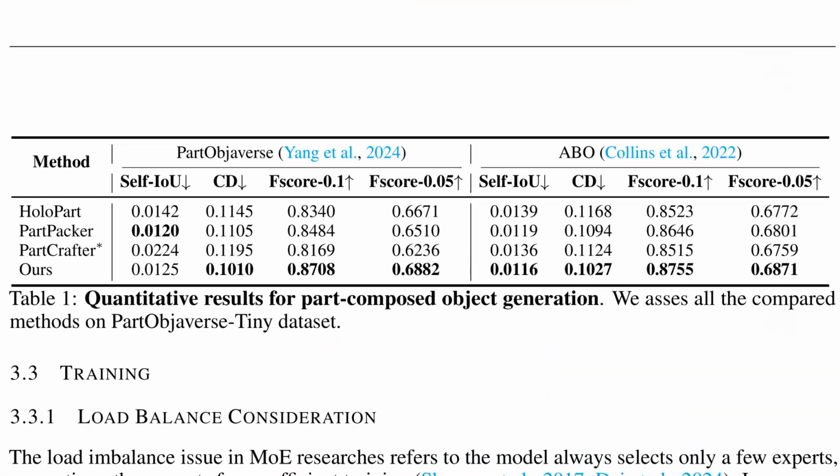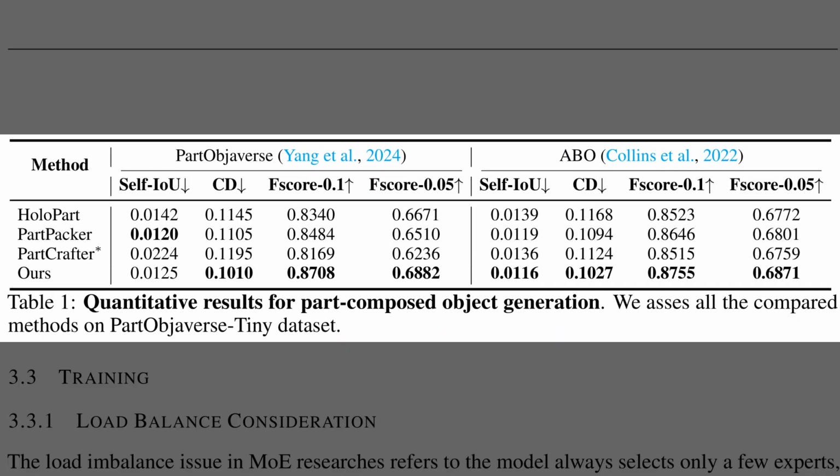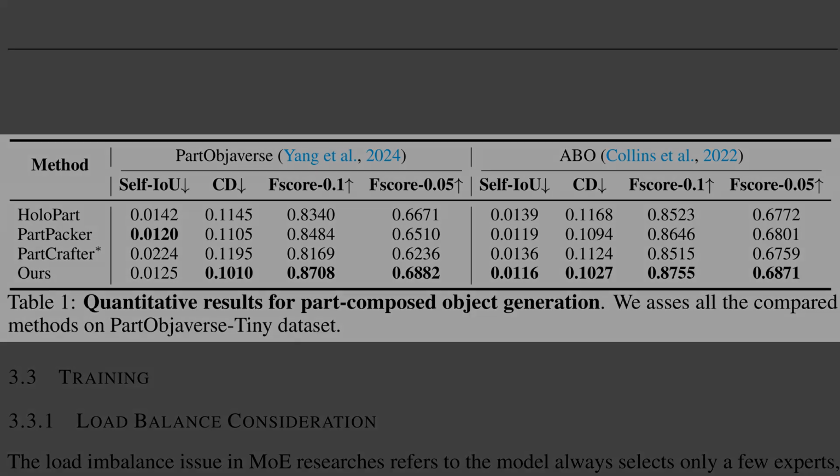So, while Figure 3 unpacked how mixture of components attention routes information, Table 1 shows what that buys in practice for part-composed objects. The table compares 4 methods on 2 datasets using self-intersection over union, chamfer distance, and F-score at coarse and fine thresholds. Lower self-intersection over union and chamfer distance mean cleaner geometry and less part overlap, while higher F-score means better shape alignment. Across both datasets, the MoCA row consistently has the best combination of lowest errors and highest F-scores, indicating sharper parts and more accurate overall shapes.